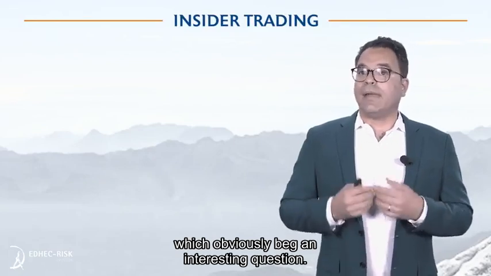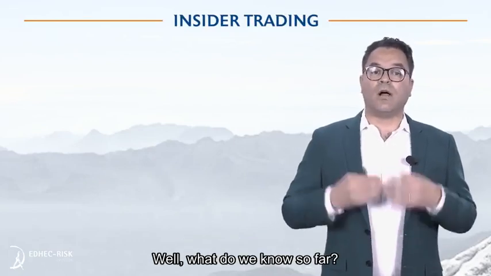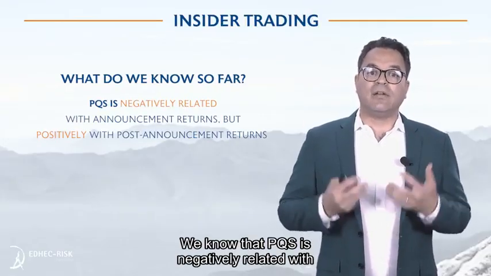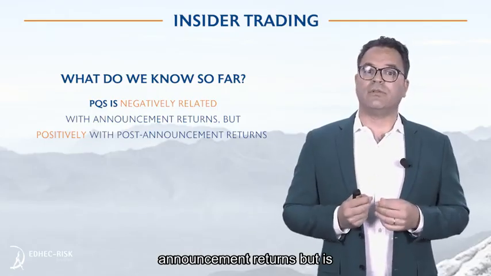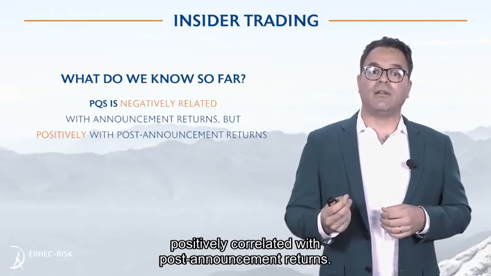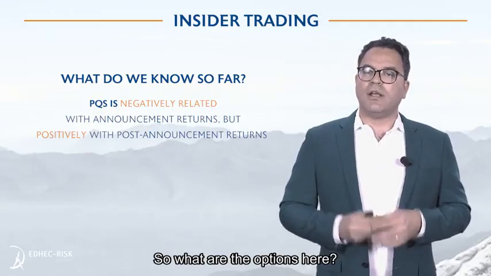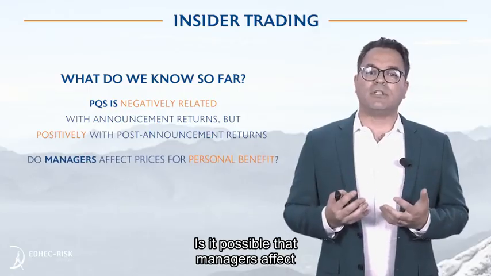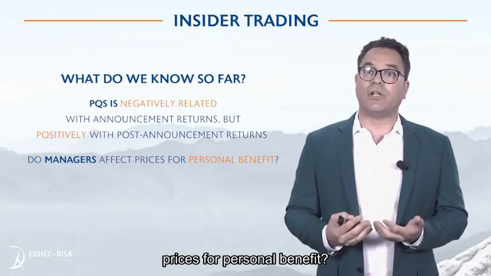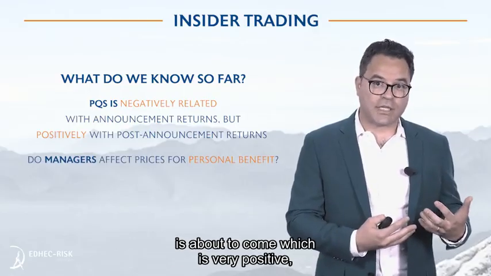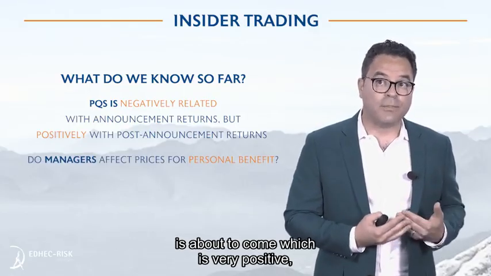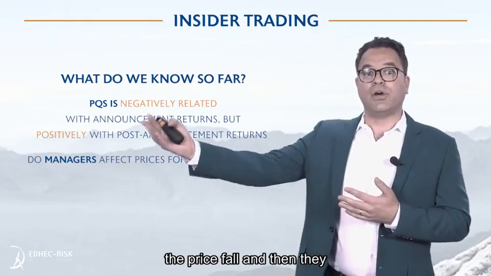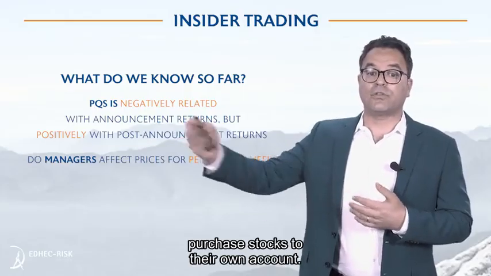Which obviously begs an interesting question. Well, what do we know so far? We know that PQS is negatively related with announcement returns, but is positively correlated with post-announcement returns. So what are the options here? Is it possible that managers affect prices for personal benefit? They know that information is about to come, which is very positive. They talk down the stock, the price falls, and then they purchase stocks for their own account.